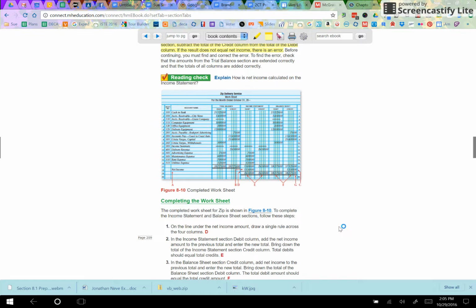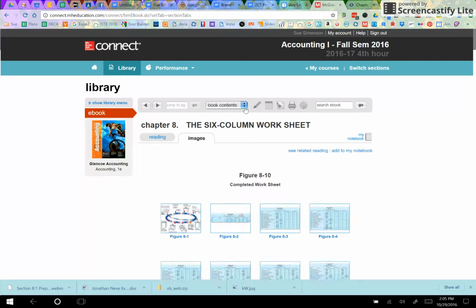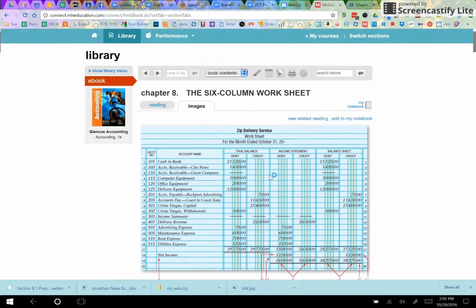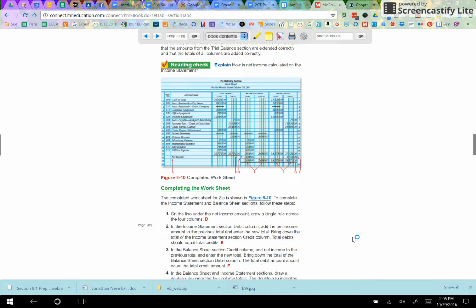Once we have that piece done, we put the same amount here and here, and we're going to draw another line underneath there. We're going to do a single rule, and we're going to add those numbers up. So these two numbers together should be the same as these two numbers together on the income statement. And they should do the same on the balance sheet as well. We bring this number down and we add the new net income to our credits, and they should equal. So it's an interesting concept of how that works.